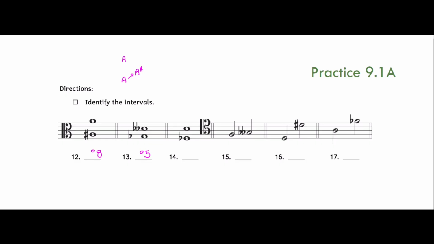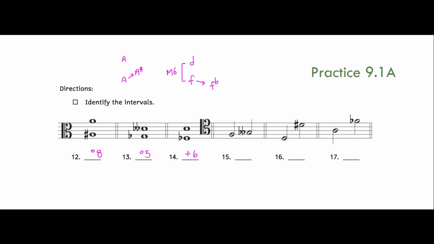Number 14. F flat to D. Now this one's a little tricky because there's no key of F flat. So what we're going to do is start with F to D. So F to D is a sixth. The key of F major has one flat, so F to D is actually a major sixth because D belongs to the key of F major. We're going to lower this F to F flat, making the interval bigger, so this is an augmented sixth.